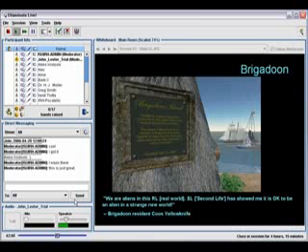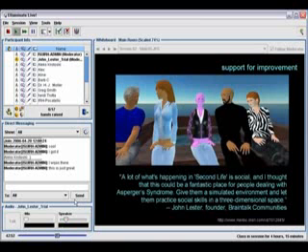So Brigadoon, there's another shot here. This is a group of folks on Brigadoon. You can see me second from the left. And that's a quote from me, that's right.